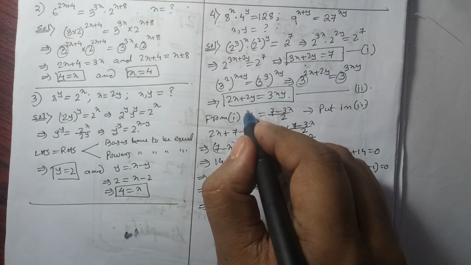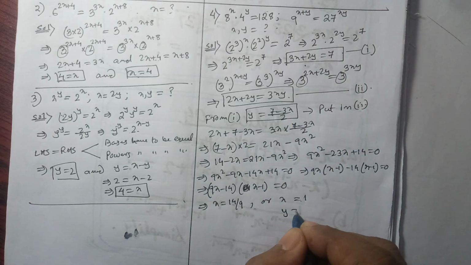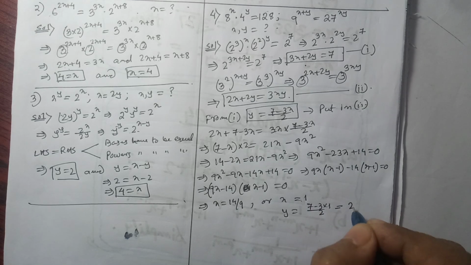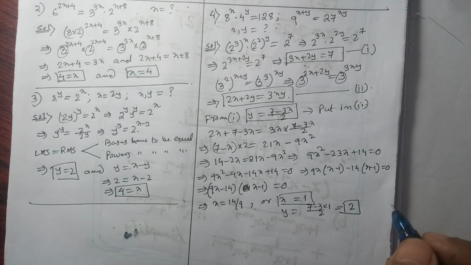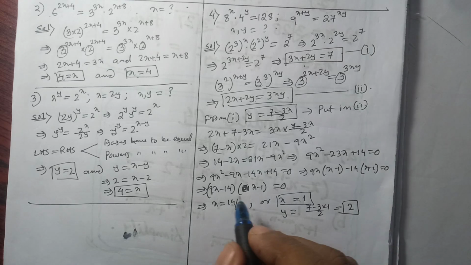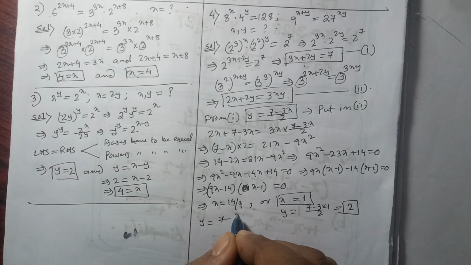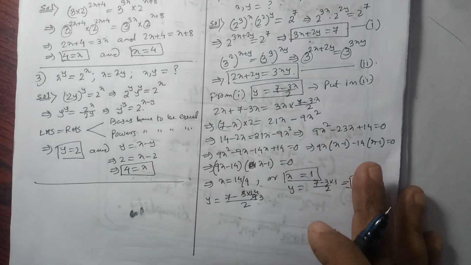So we know this. Now we put the value. So y equal to 7 minus 3 into 1 by 2. So 2. So when x equal to 1, y equal to 2. This is one value. For the other value, when x equal to 14 by 9, then y equal to 7 minus 3 into 14 by 9 by 2. Right? So 3 3s are 9.